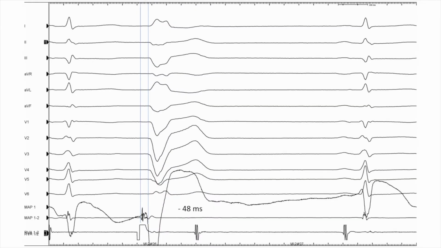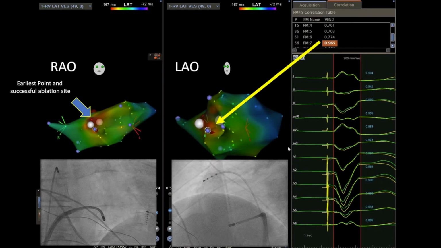This figure shows the successful signal recorded on catheter ablation on the earliest point on the anterior papillary muscle. Putting together here, we see the fluoroscopy and 3D mapping in RAO and LAO projections showing the earliest point and successful ablation site, and also the best pace mapping in this procedure.